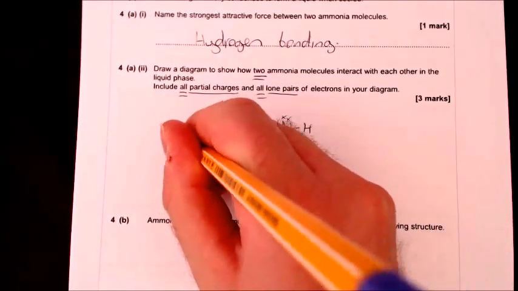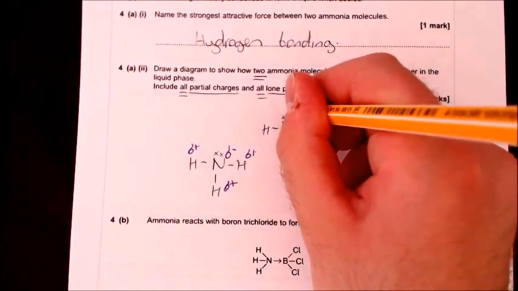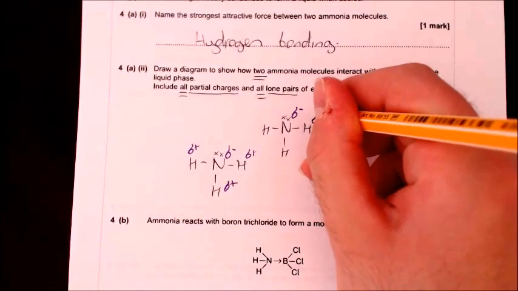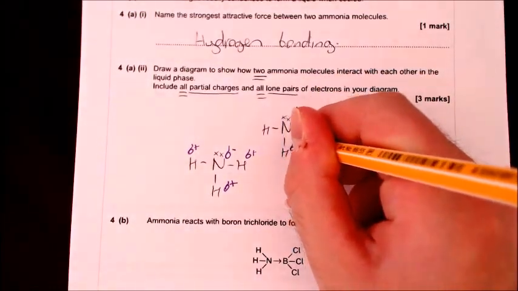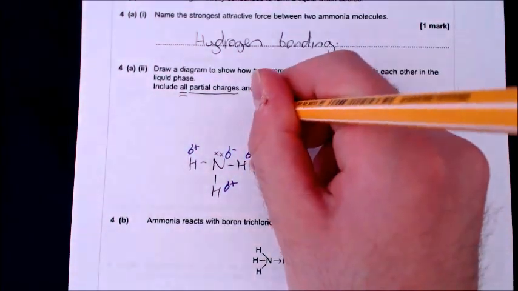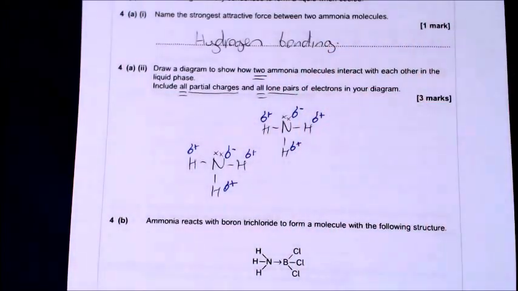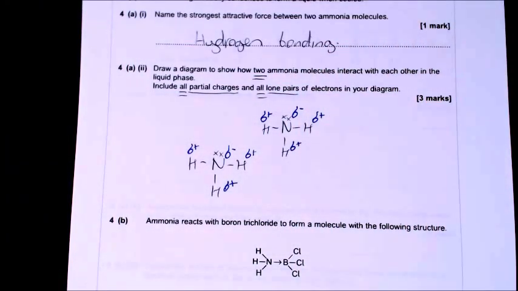And it does say show all of them, so you do have to put the little delta negative and delta positives next to all of the elements that you've drawn, because it does say that. So if you miss one of these out, you'll actually lose a mark. So that's really, really important. We've also put our lone pairs, they're the only two lone pairs on there, and we need to show how these molecules interact with each other.